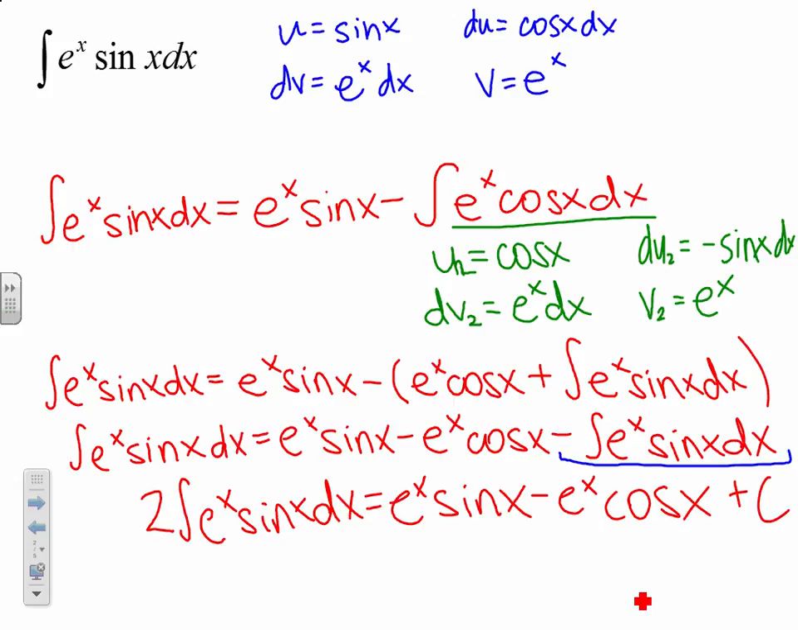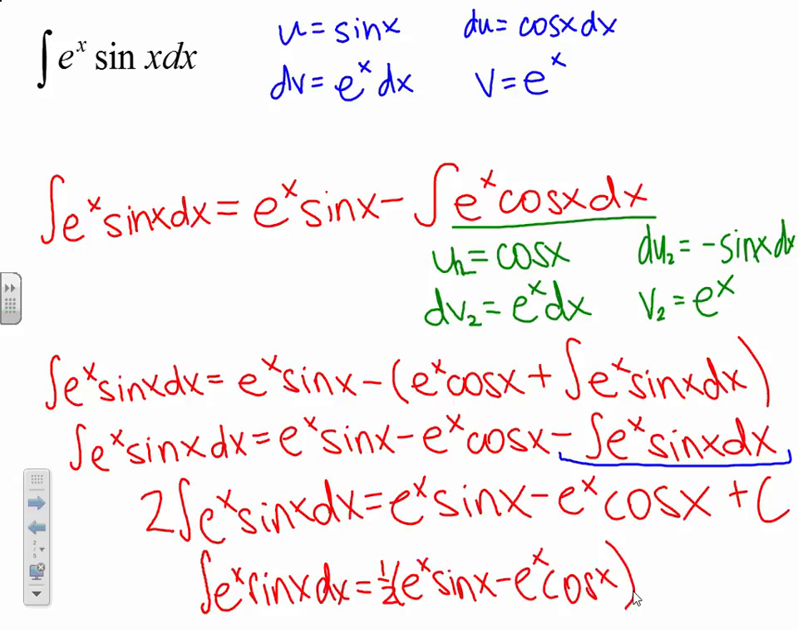And I'm really sorry, this is a PowerPoint, not my smart notebook, so I can't make this go any higher. So the integral of e to the x sine of x dx, you can either put all of those over 2 or say 1/2 times e to the x sine of x minus e to the x cosine of x, plus c.